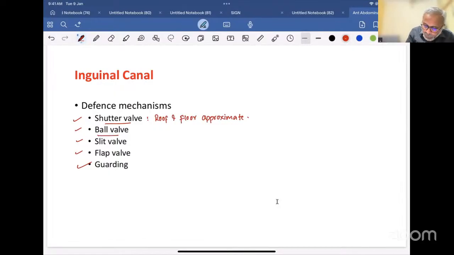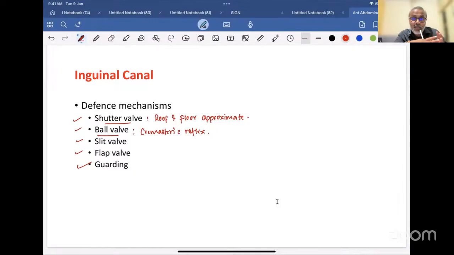Then what do we mean by ball valve? Ball valve mechanism, remember, is associated with a reflex called the cremasteric reflex, right? So what happens here, whenever we stroke the skin on the upper and medial aspect of the thigh, the spermatic cord is pulled upwards. The testis is pulled upwards by the contraction of the cremaster muscle.